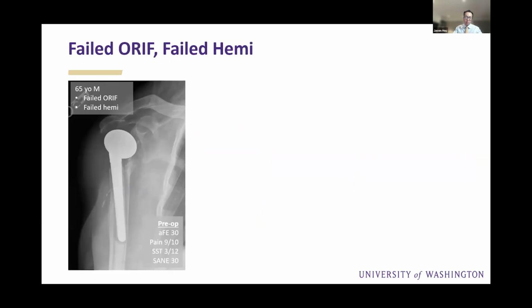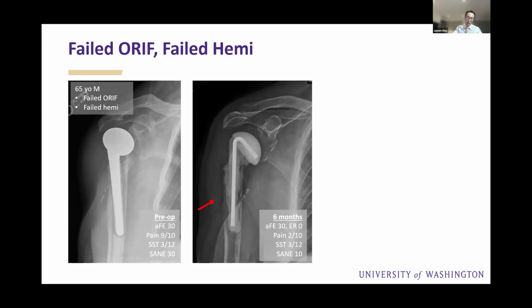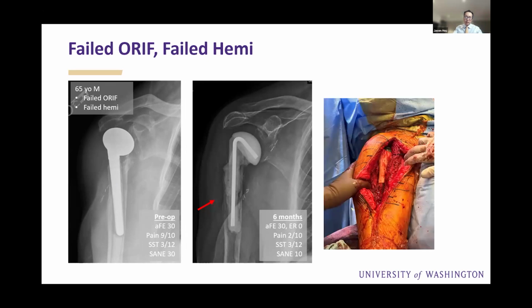So here's an example: a 65-year-old who had failed proximal humerus ORIF and went on to hemiarthroplasty. You can see that the hemiarthroplasty failed, and the stem is loose. There was some concern for infection, so he underwent a two-stage procedure, an antibiotic spacer first, and then a reverse with a proximal graft. After the antibiotic spacer, he still didn't have very much function. So we ended up doing a proximal humerus APC with reverse.